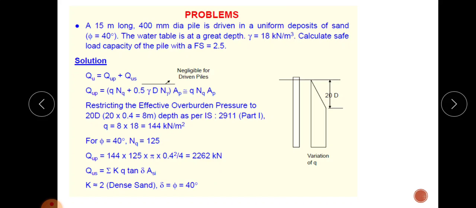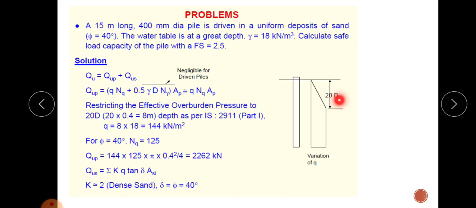Next we have to calculate QS. Here we have calculated QP. Overburden pressure is restricted up to the depth 20 D, so for this depth of 8 meters, 8 into unit weight 18 gives 144. Then QS is equal to sigma K tan delta into AS. I have told you K is usually taken as 2 in the case of dense sand, and delta means 40.